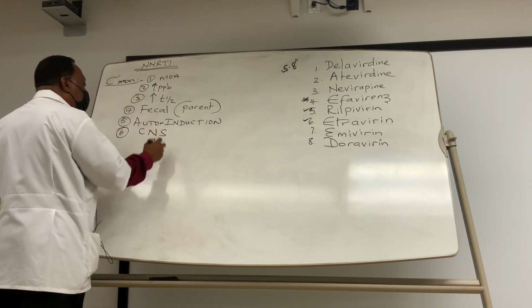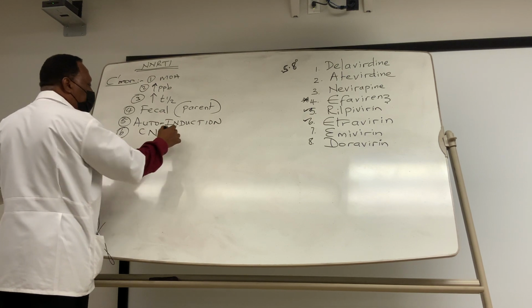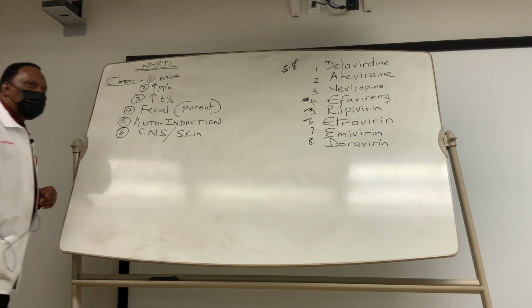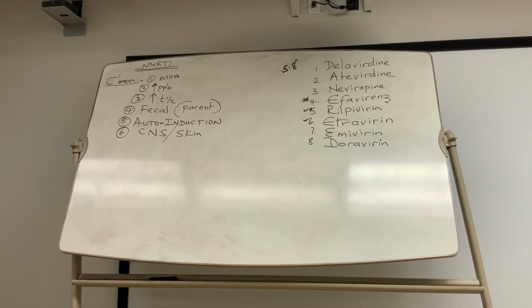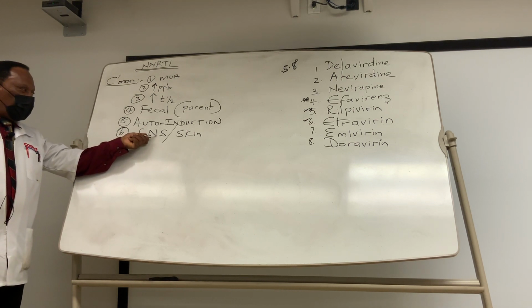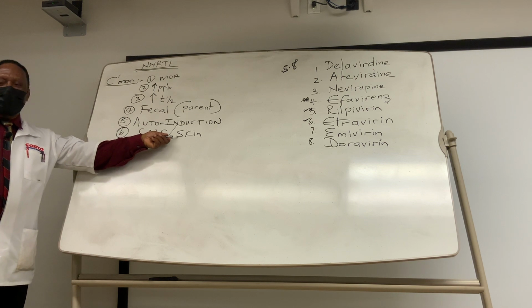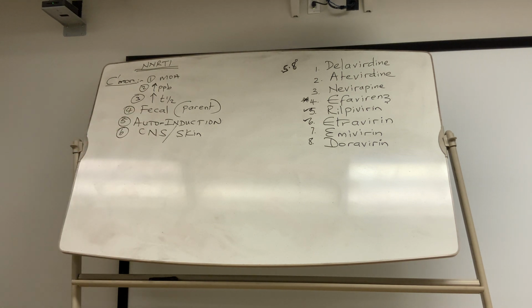And lastly, they all produce a lot of CNS-related adverse effects and a lot of severe skin reactions. And sometimes the CNS adverse effects and the skin-related adverse effects are the therapy-limiting toxicity of these NNRTIs. So the CNS adverse effect can be so severe that you have to stop administering the drug. And the skin reaction can be so severe that you have to stop administering the drug.